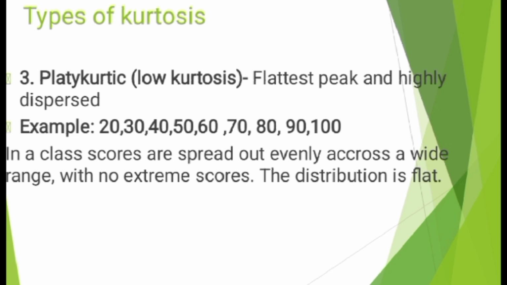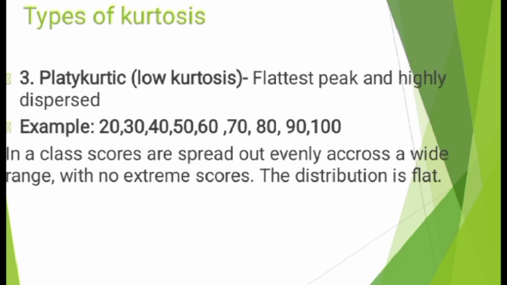For example, in a class, scores are spread out evenly across a wide range with no extreme scores. The distribution is flat. So we have the dataset of 20, 30, 40, 50, 60, 70, 80, 90, and 100. In this dataset, scores are spread out evenly across a wide range of 20 to 100. So there are no extreme scores or outliers.